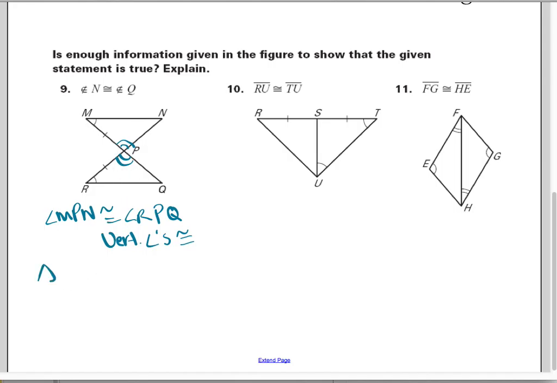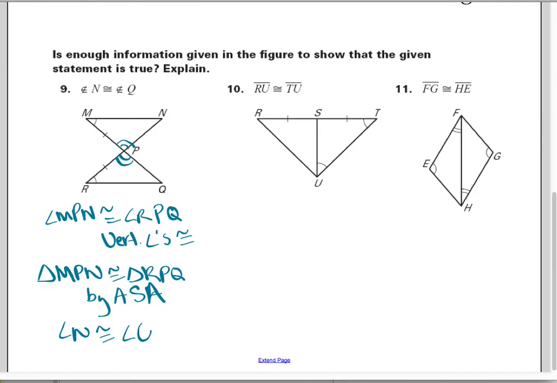Now I do have enough to say the triangles are congruent. I'm going to say triangle MPN, so that was 1 mark, 2 mark, no marks, congruent to triangle RPQ, which is 1 mark, 2 mark, no marks. So going in corresponding order. And the reason is angle, side, angle. There we go, for a reason. And then we're able to say that angle N is congruent to angle Q by CPCTC. Corresponding parts of congruent triangles are congruent.